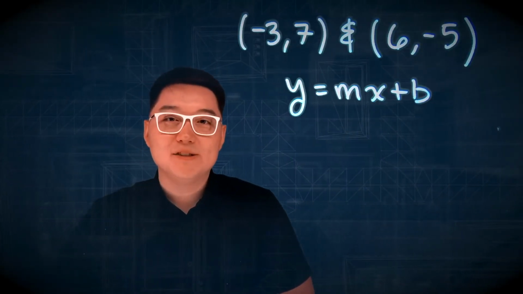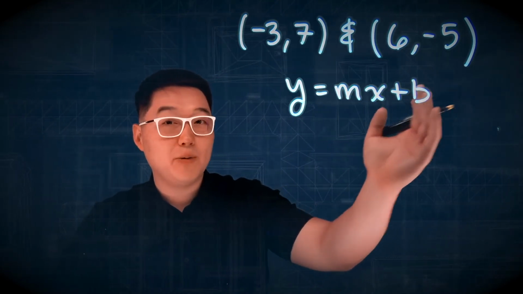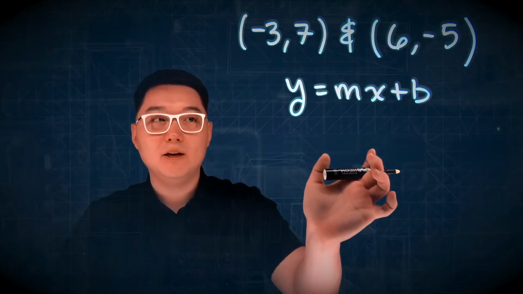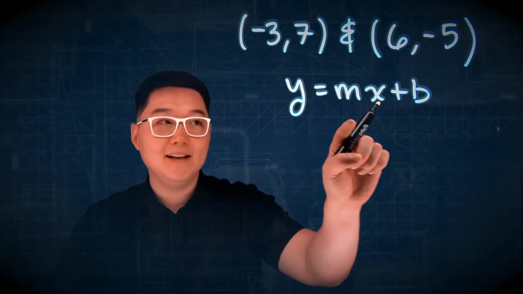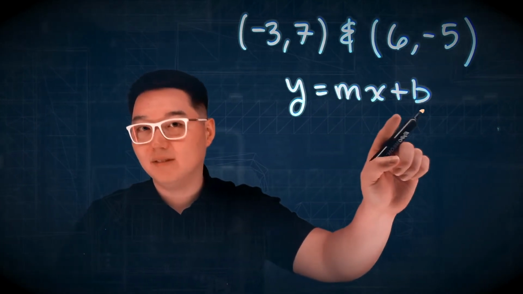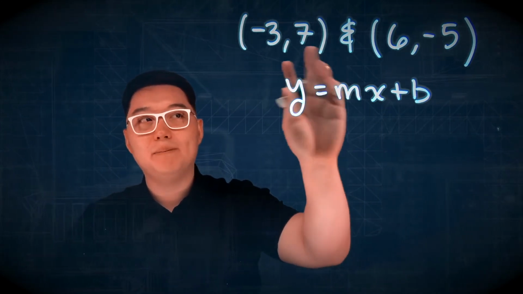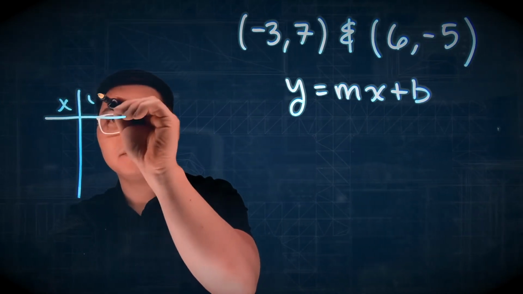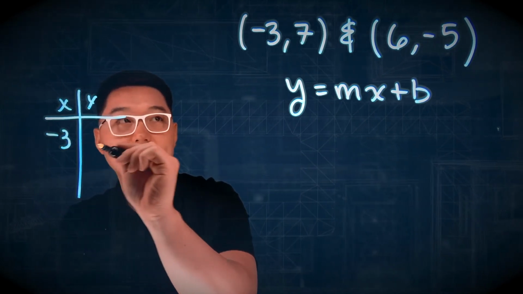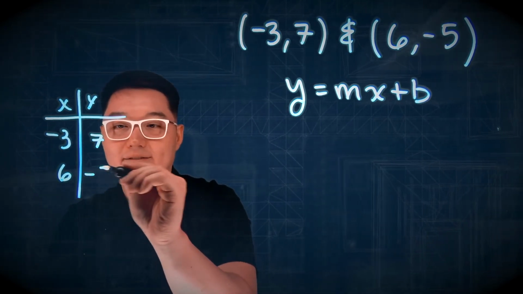Okay, so now we have 2 points again. With these 2 points, can we find the equation of a line? Yes, because 2 points is enough to figure out the slope of a line and the y-intercept of the line. So how do you find the slope? We can quickly find the slope by putting these 2 points in a nice little table. So -3, you have 7, but on 6, you have -5.